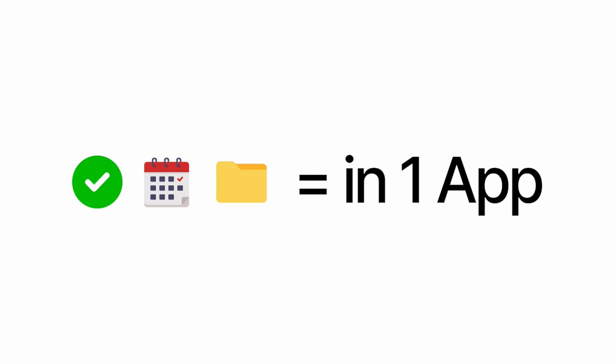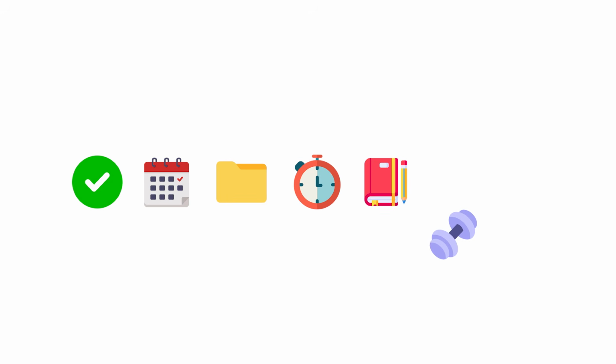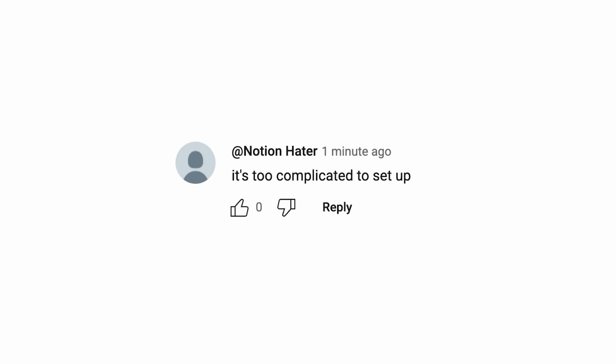And you can do this with almost every single app that you're using. Time tracking, journaling, fitness tracking, and so much more. They can all be brought into this one app, so you have a central hub for everything. Speaking of, we get to the next criticism. It's too complicated to set up. Now, there's two answers to this. Yes, you're kind of right, but also, no, not really.